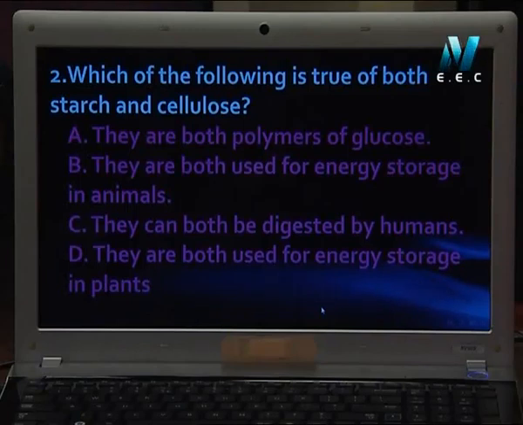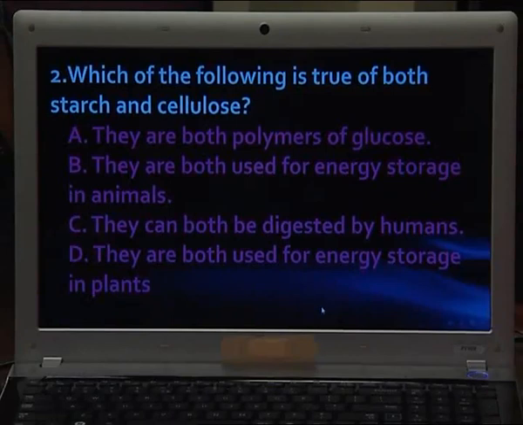Second question. Which of the following is true of both starch and cellulose? They are both polymers of glucose. They are both used for energy stored in animals. They can both be digested by humans. They are both used for energy stored in the plant.